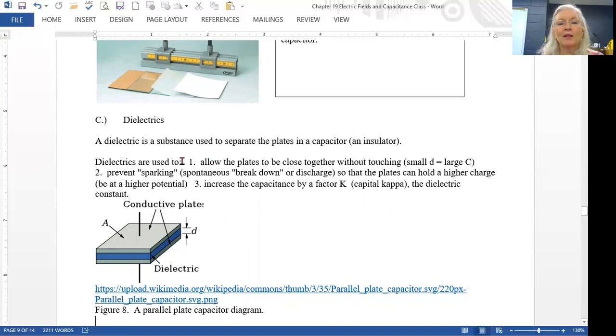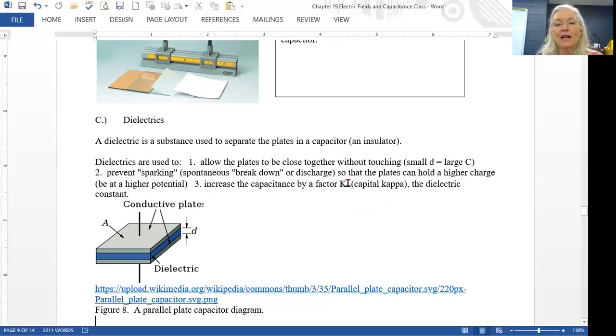Dielectrics are used to allow your plates to be close without touching. That's because the smaller you can make the separation distance, the larger your capacitance. It will also prevent the charge that builds up on the plates from discharging spontaneously. That's referred to as breakdown. So that allows your plates to hold a higher charge. And it will allow you to increase the capacitance, remember that's capital C, by a factor of kappa.